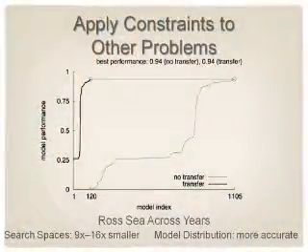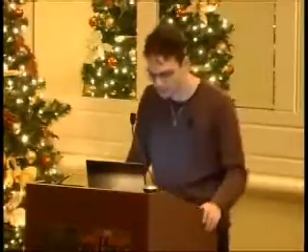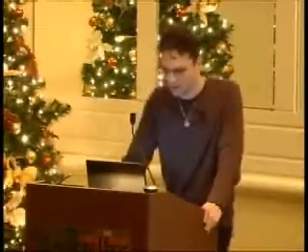Okay, this is a slide showing application of constraints to other problems. How much does it actually save us? What's worth pointing out here is mostly that the dark line, that's the constrained case, reaches the maximum performance or the maximum accuracy at 100 after looking at 120 models, and the thinner line goes out to 1100.